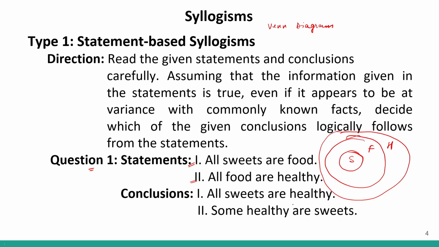Conclusion 1 says all sweets are healthy. So obviously I can see that this is the portion of sweet, and this portion of sweet is covered in healthy. It is a subset of healthy. So this conclusion is true. Conclusion 1 is true because it definitely follows. All sweets are healthy. Conclusion number 2 says some healthy are sweets.